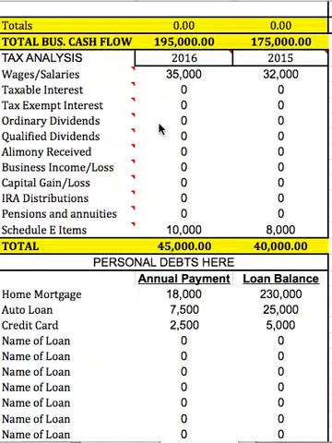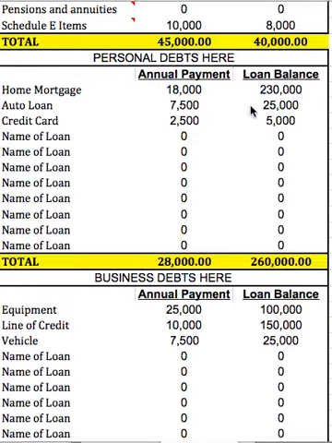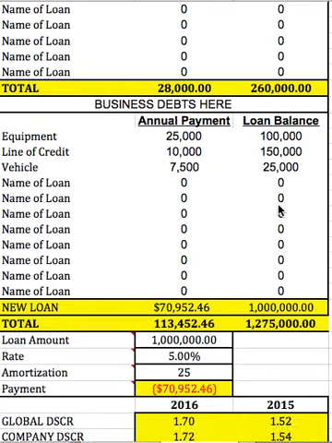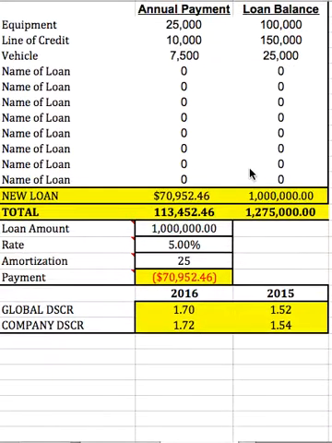Then we'll show you how to run the cash flow for your personal taxes, your personal tax returns, your 1040s. That is a part of that equation. And then we'll show you how to put in your personal debts that will show the payments and the loan balances. We'll go on to show you how to put in your business debts and what that looks like.